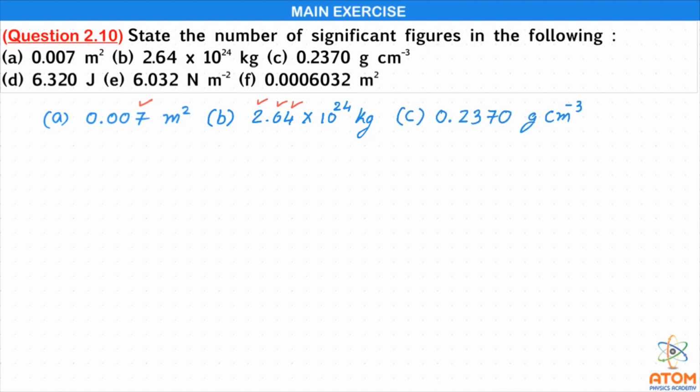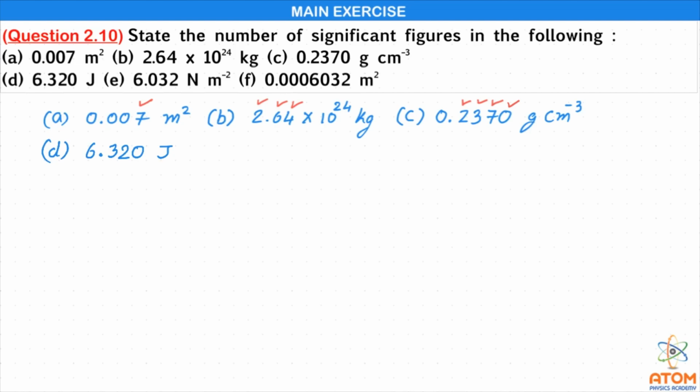Now C, that is 0.2370. Here 2, 3 and 7 are obviously non-zero, so they are significant. And this 0 is a trailing 0 in a number having decimal point. So that is also significant. So all of the 4 are significant figures here.